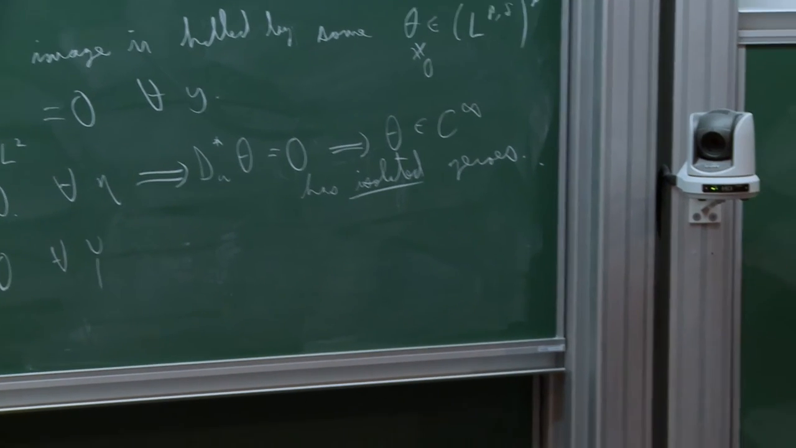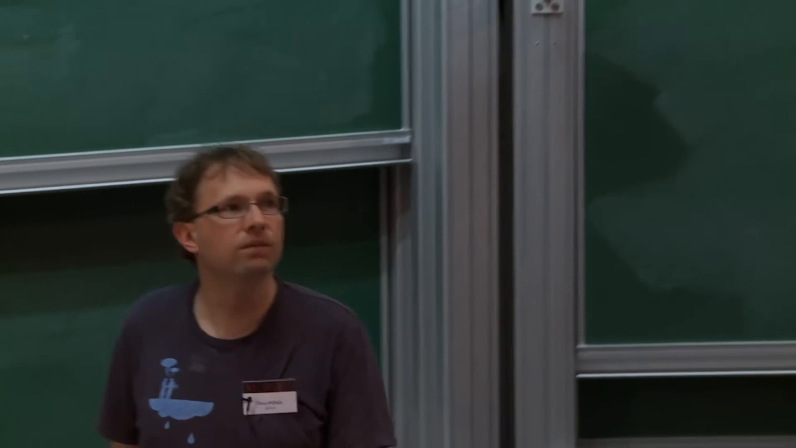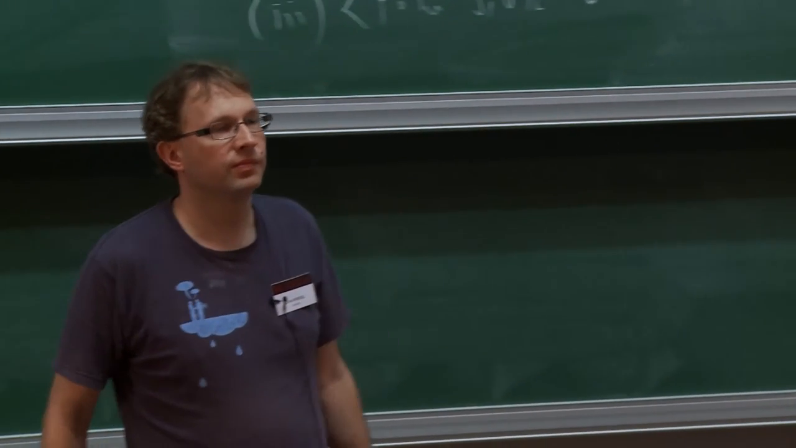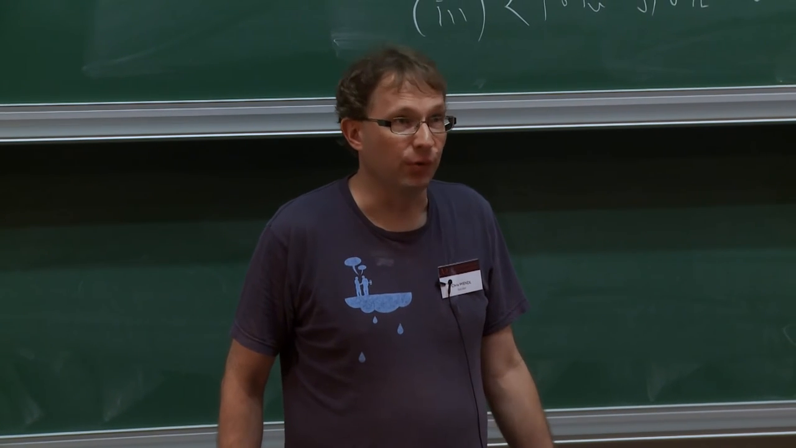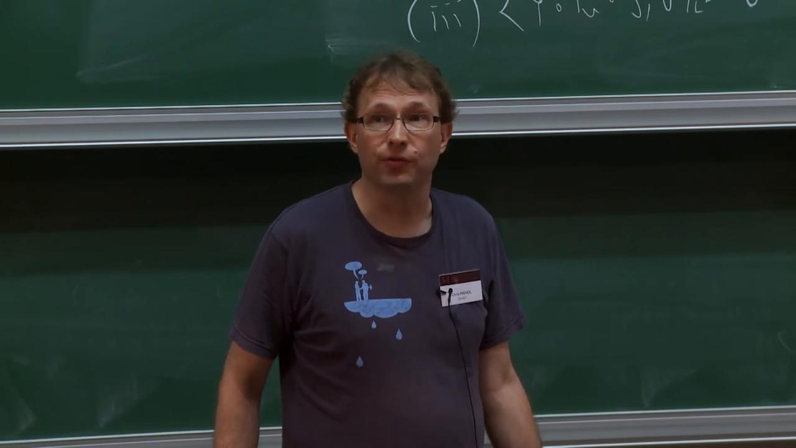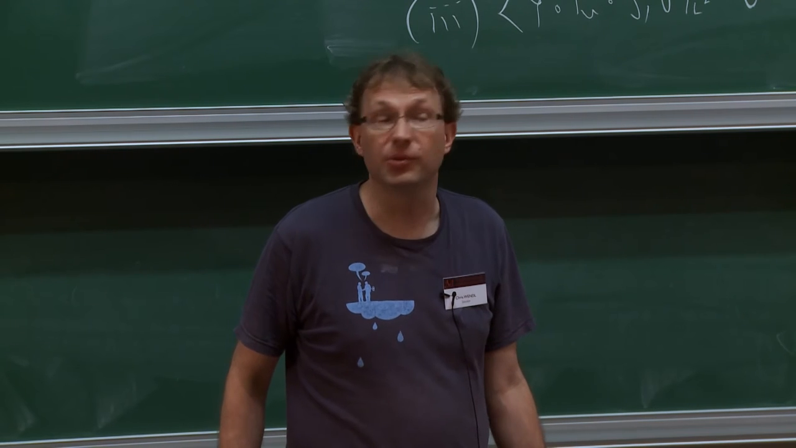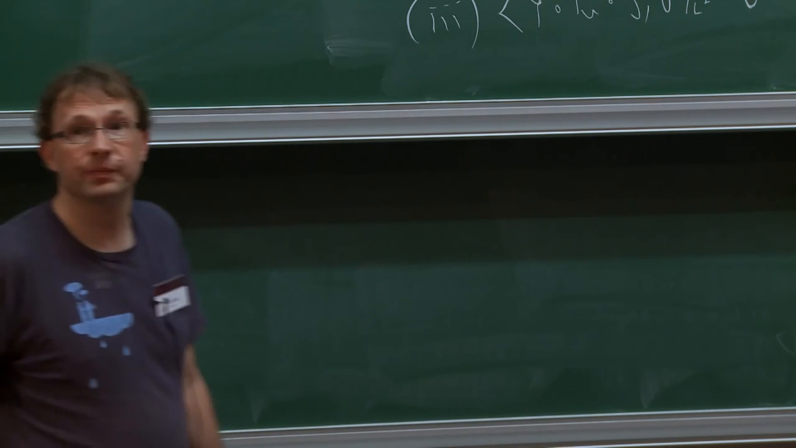I mean, you first need to show that the adjoint is conjugate to some Cauchy-Riemann type operator. Yeah, absolutely. So in the background of this is a very general fact that for any Cauchy-Riemann type operator, there is a formal adjoint which is conjugate to a Cauchy-Riemann type operator. Yeah.